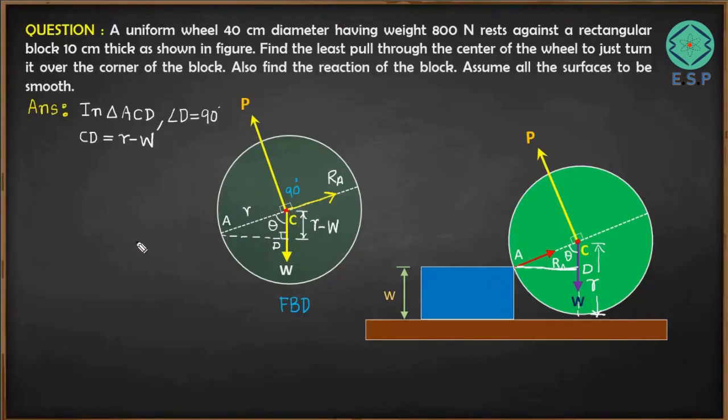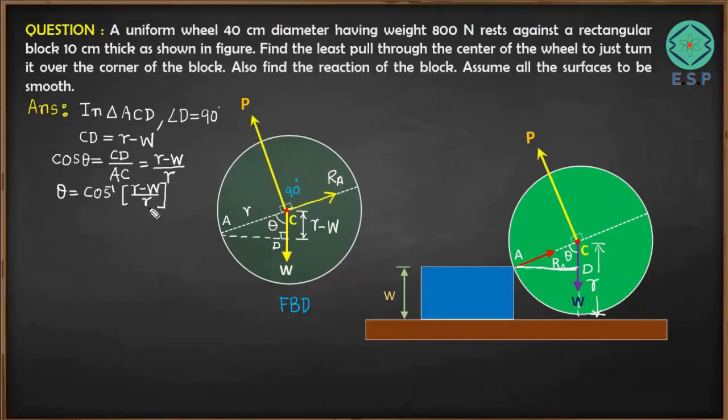So therefore cos theta, as we know the definition of cos theta, is adjacent side divided by hypotenuse. So adjacent is nothing but CD and the hypotenuse is nothing but AC. So CD by AC, friends. So we can easily get the value of CD as R minus W and the value of AC is R. So I can easily calculate the value of theta, which is nothing but cos inverse of (R minus W) divided by R.